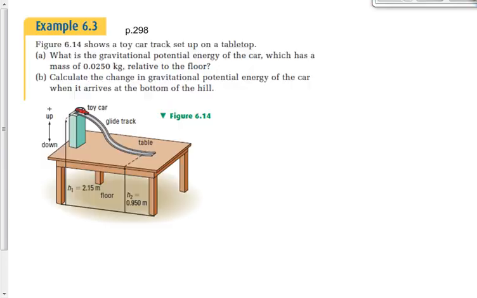Let's try this example on 6.3, page 298. It says, figure 6.14 shows a toy car set up on a tabletop. We want to know the gravitational potential energy of the car, which has a mass of 0.0250 kilograms, relative to the floor. And then we want to find the change in potential energy of the car when it arrives at the bottom of the hill.